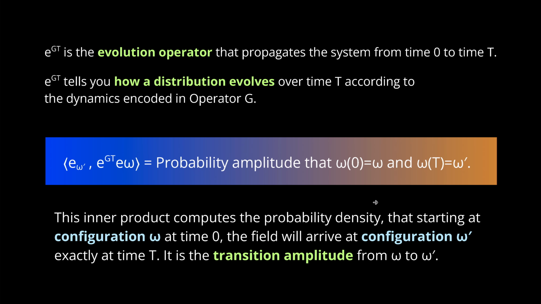And this is an inner product that computes the probability density that, starting at a configuration omega at a time t equals 0, the field will arrive at a configuration omega dash exactly at the time t that we're interested in. And this is, if you want, the quantum mechanical analog to a transition amplitude from omega to omega dash.